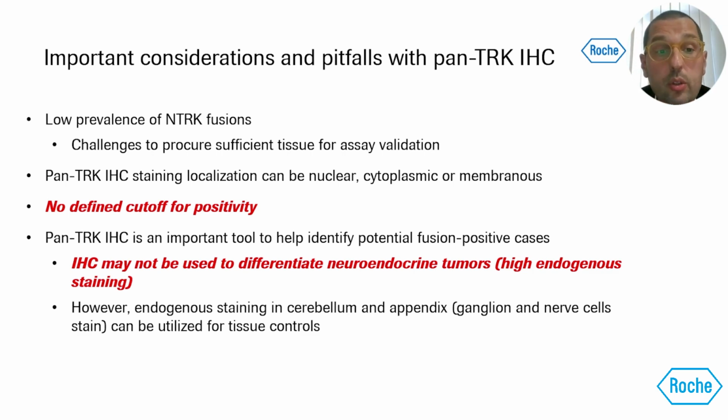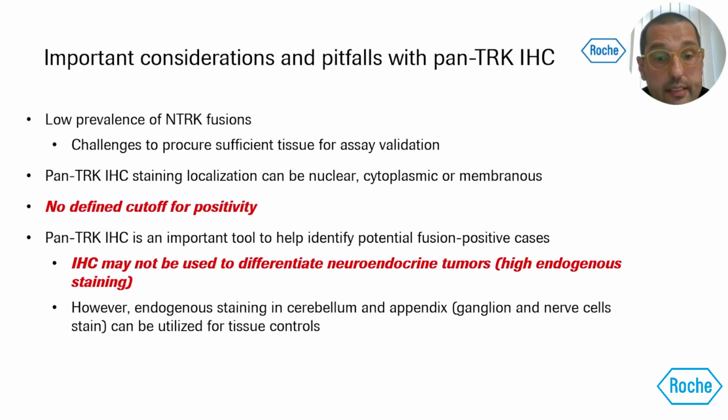There is no defined cutoff for positivity, how many positive cells you must have to say a certain cancer is positive by immunohistochemistry. Pan-TRK immunohistochemistry is mainly a tool to identify potential fusion positive cases. Keep in mind that immunohistochemistry is not an optimal assay to differentiate neuroendocrine tumors because they may contain high endogenous staining.